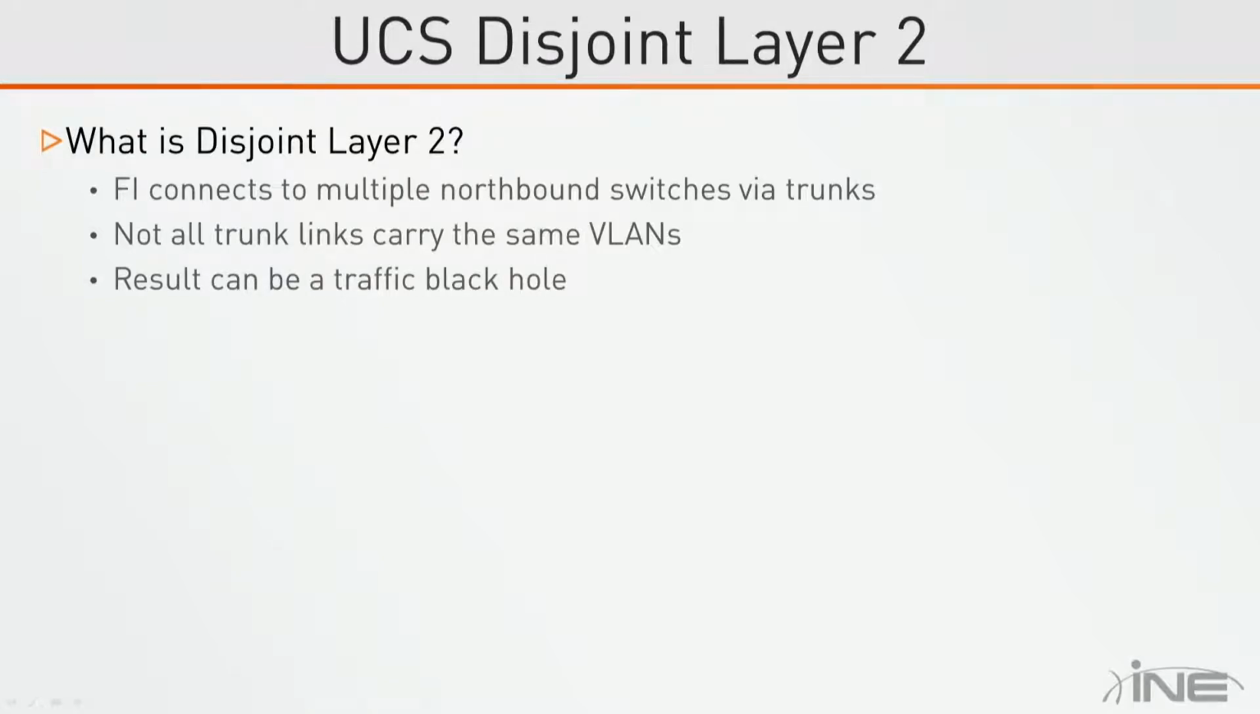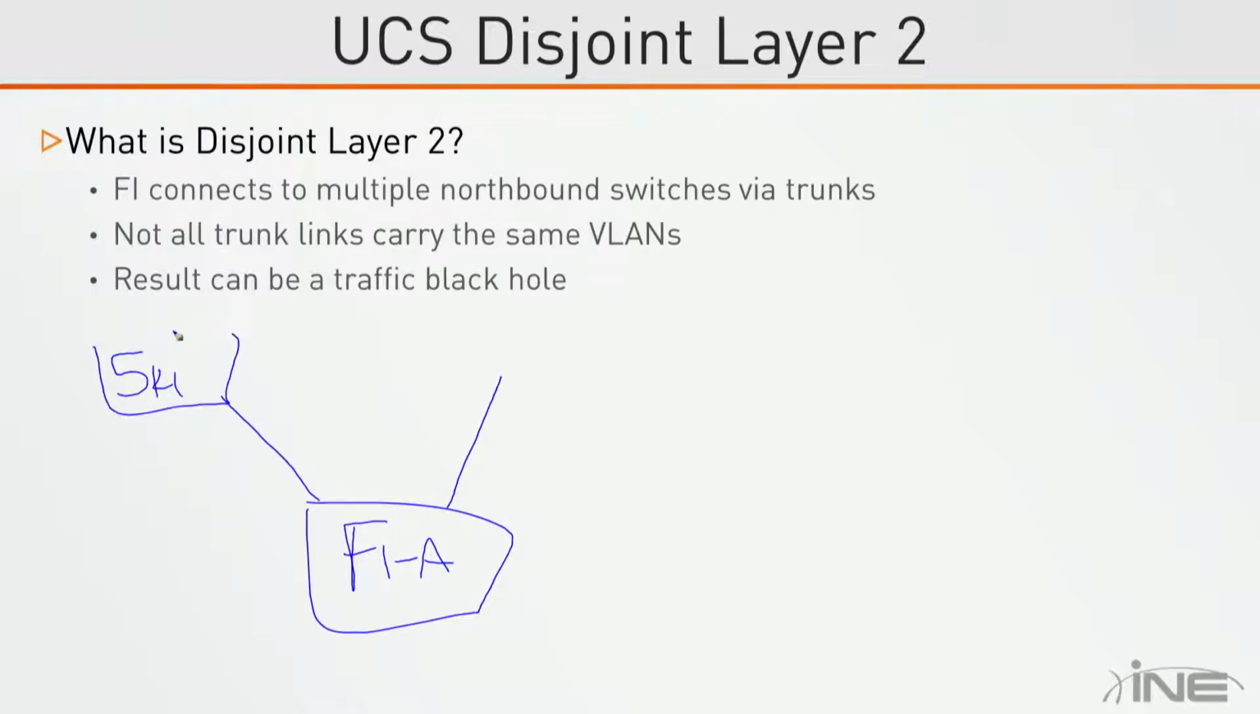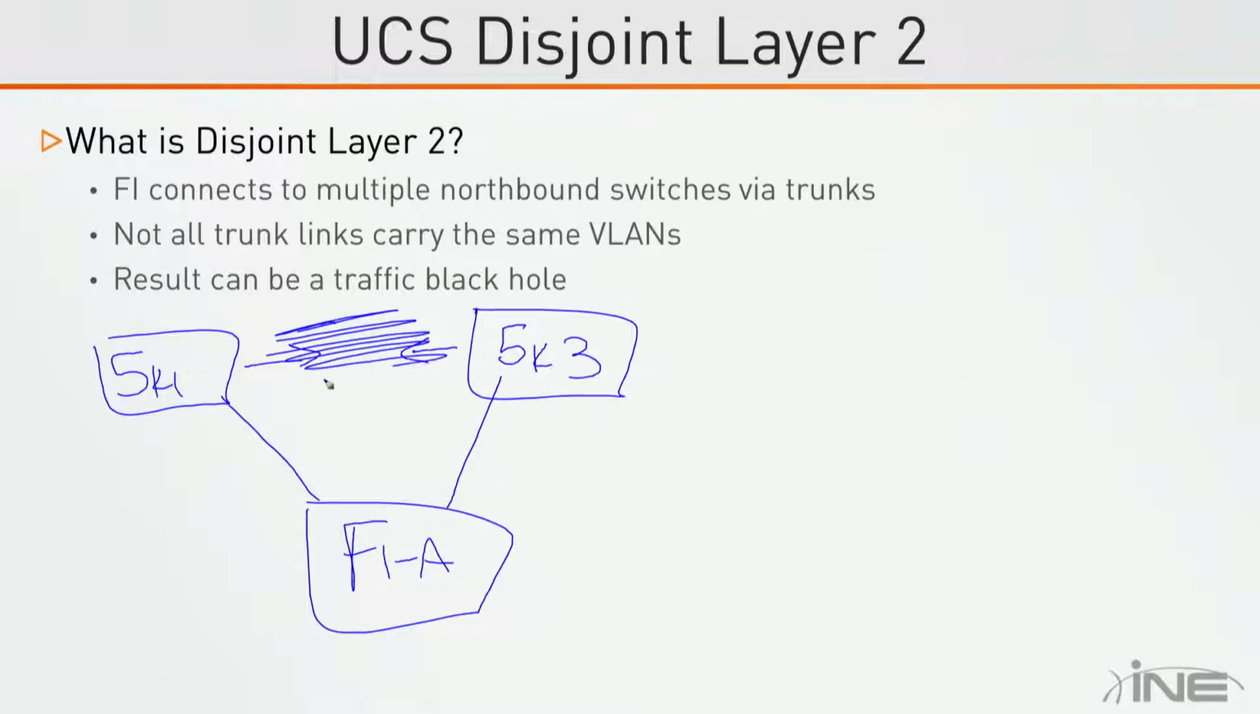Now, first off, we want to know, what does this term mean? What is disjoint layer 2? It essentially means, from a physical design point of view, that we have the fabric interconnect. So let's say we have fabric interconnect A, and we're going up to two different physical switches. So we go to 5K1 and we go to 5K3. But between these switches, we do not have an east-west layer 2 link that is trunking between them. So in other words, we have isolated layer 2 networks.